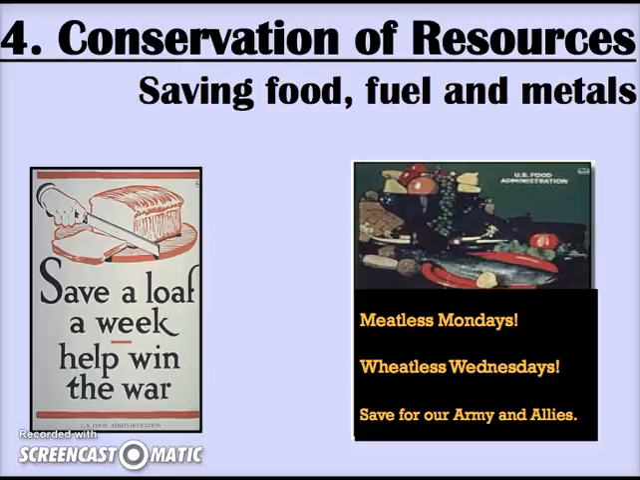Next, conservation of resources, saving food, fuel, and metals so that these can be used for the military. On the left side, save a loaf a week, help win the war. On the right side, meatless Mondays, wheatless Wednesdays, save for our army and allies. The idea being that if you're not eating as much, that's going to have more left over for the military.